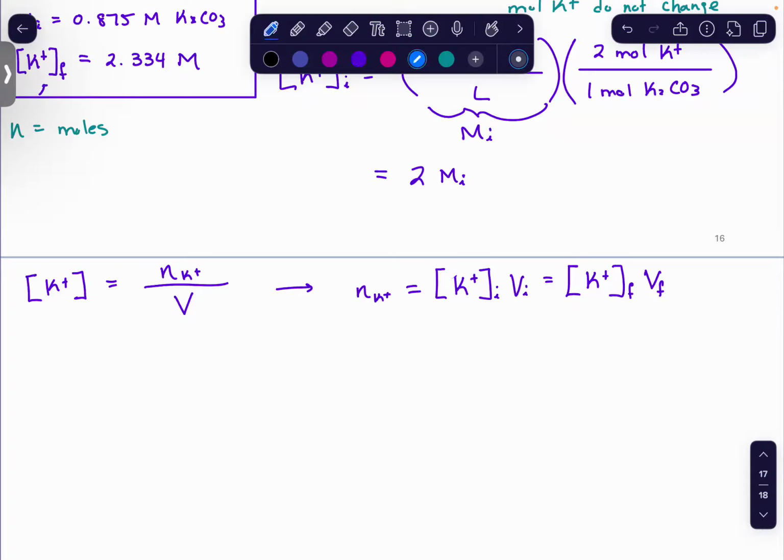Because again, if I was just to do this in general, multiply that through, you just see that that can be both the initial and final value because the moles don't change.